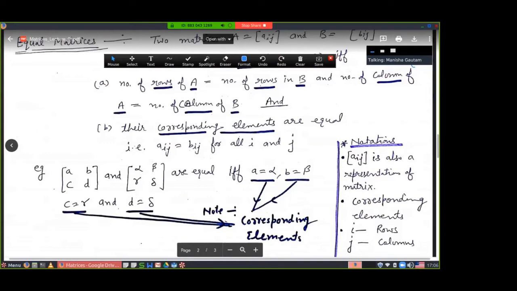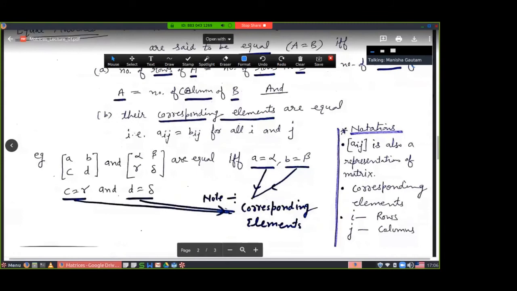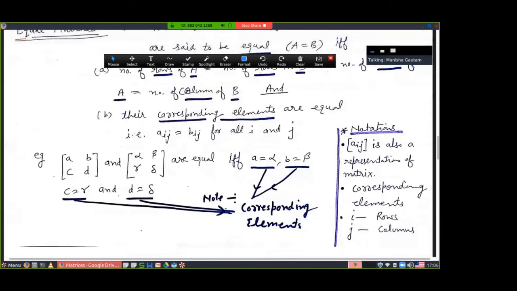These two words are very important when you are talking about equal matrices. It means corresponding element must be clear to you. The notation is given on the right-hand side. This Aij in big brackets is also a representation of a matrix. And the corresponding elements I have underlined. Please take care of it and understand it. What are the corresponding elements? i represents rows and j represents columns.